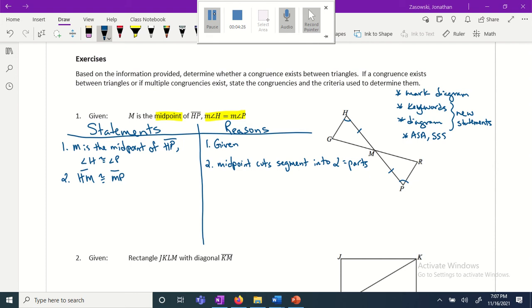We've marked this one. Now we're going to look at our diagram for anything that you can see that is also going to be the same. Hopefully you notice the little bow tie in the middle here, the angles in the middle. Those are our vertical angles. Those are going to be equal. So angle HMG is congruent to angle PMR.